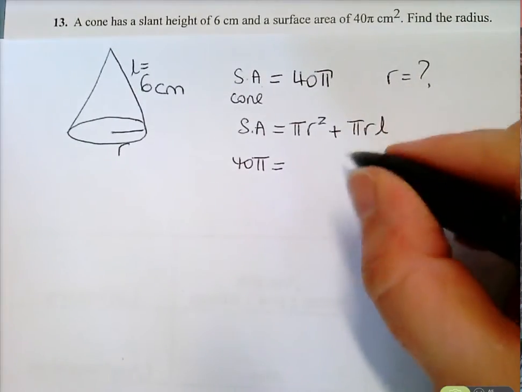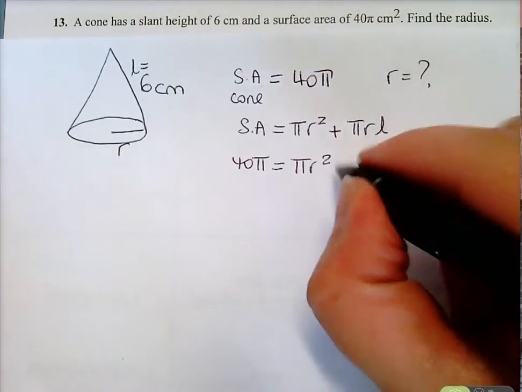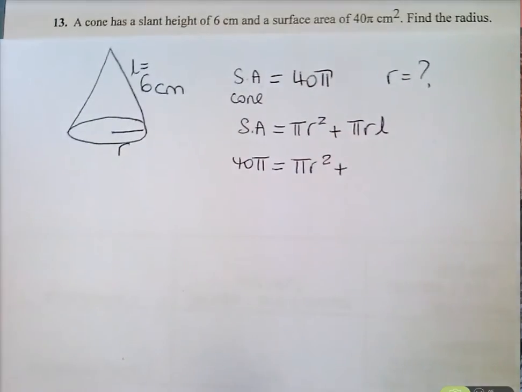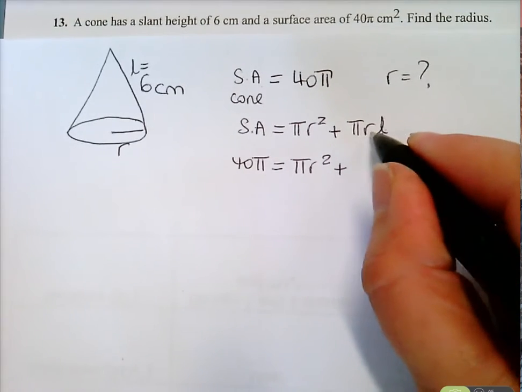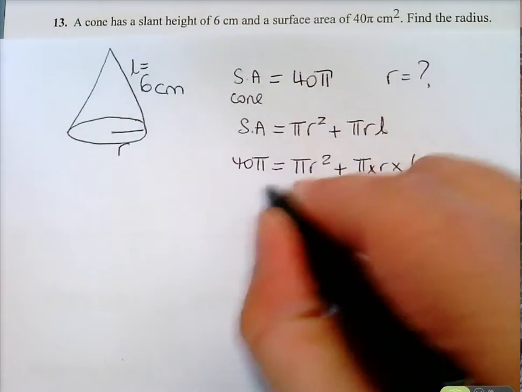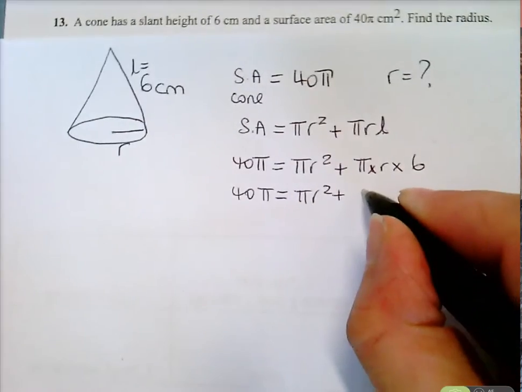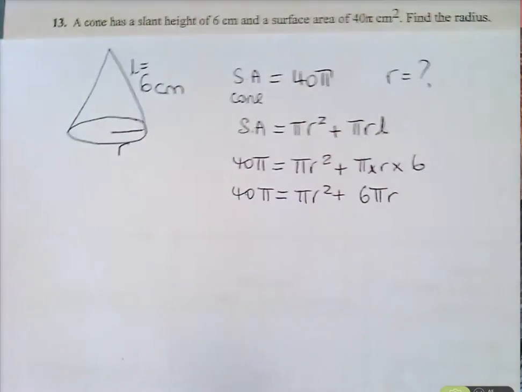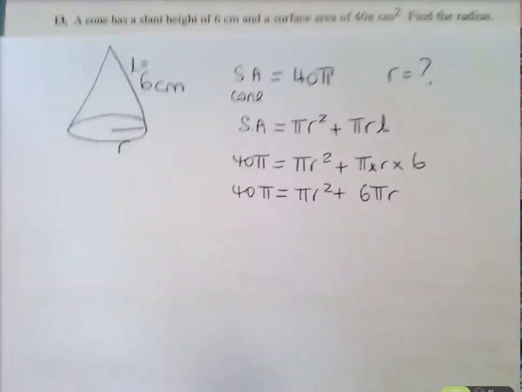Oh, I know why you can't do this. Because it's a quadratic and you haven't learned how to do them. Plus, what's the l, girls? 6. So we've got pi times r times 6. So I've got 40 pi is pi r squared plus 6 pi r. Now, girls, you can't do this. You haven't learned how to do quadratic equations. So we're not going to do it.